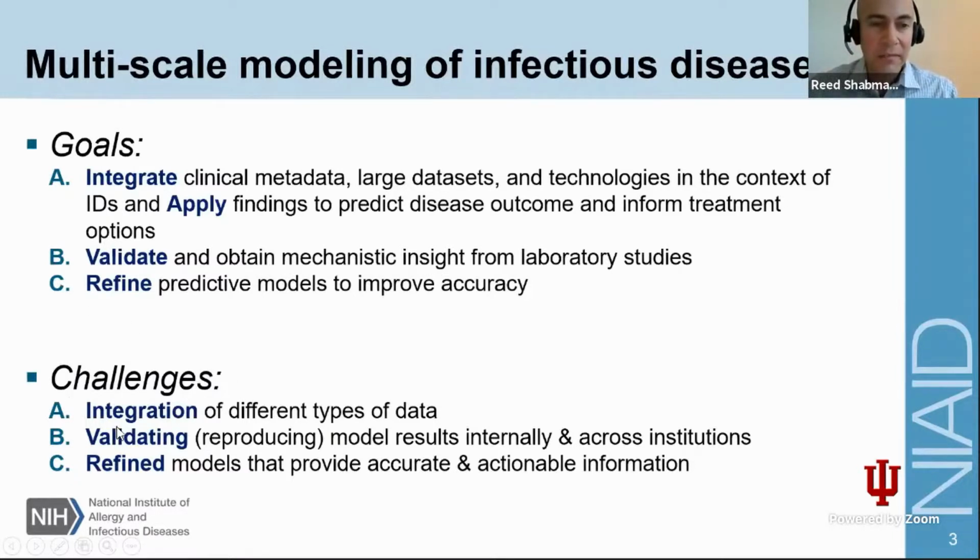On the flip side of the coin, there are challenges with data integration. How do you integrate different types of data? How do you validate and reproduce model results both within your own group, but maybe across groups and geographically spaced? And then finally, how do you refine models to actually improve accuracy? Can we predict survival, or can we predict binding interactions with greater accuracy or greater forecast?